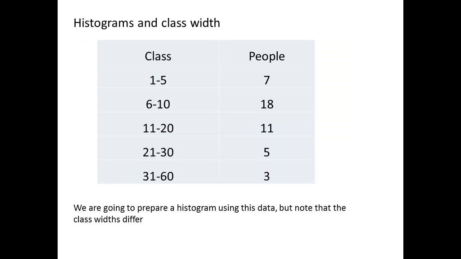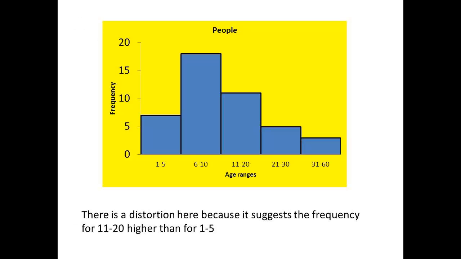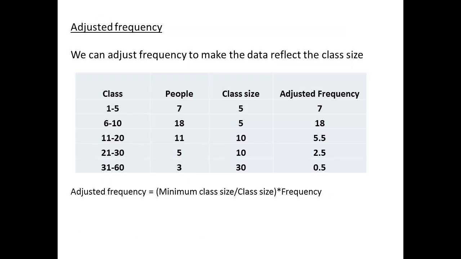You will see data presented in this form, which we have already noted has different class widths. We will suppose that the data is related and draw a histogram. What now happens is that the presentation is distorted, because the visual impression is of classes of the same size. For example, the frequency for 11 to 20 seems higher than that for 1 to 5, but class sizes are not directly comparable. We need to make a correction for this.